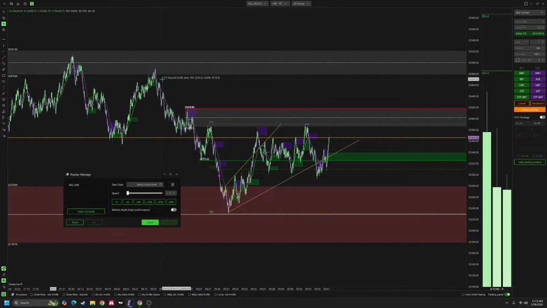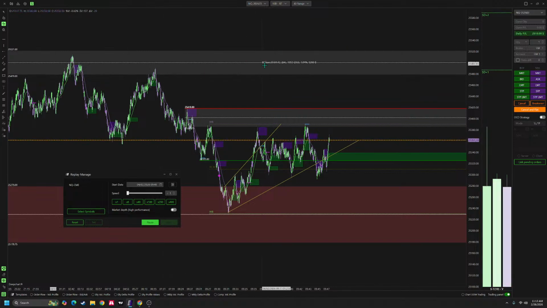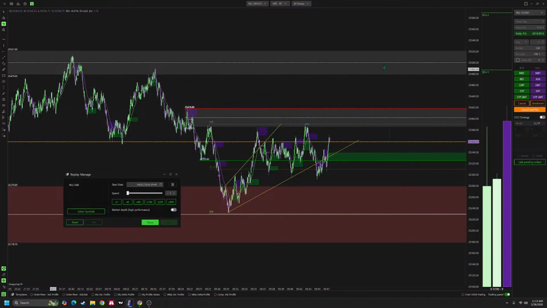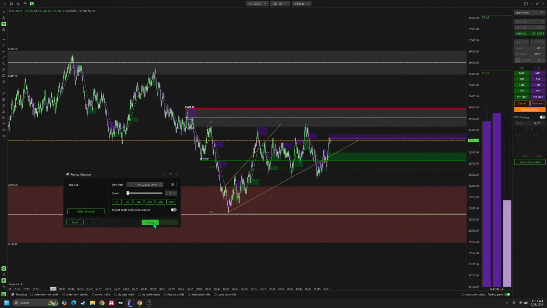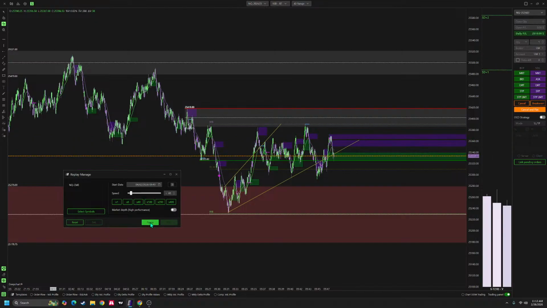Looking at the averages, we definitely can make it back up here to this gray zone where if I had a bias, it would be long up to this 25,500 range, more so than down to break this low at 25,180. So we're going to speed it up and let's see what happens. So we'll go 40x time.